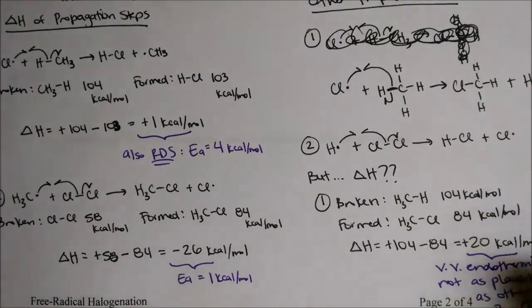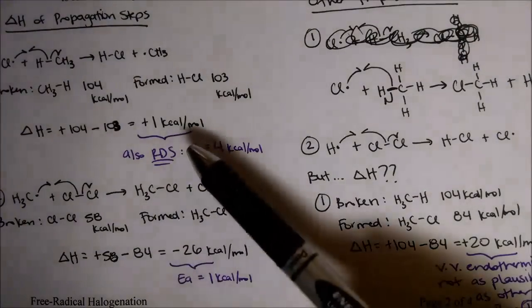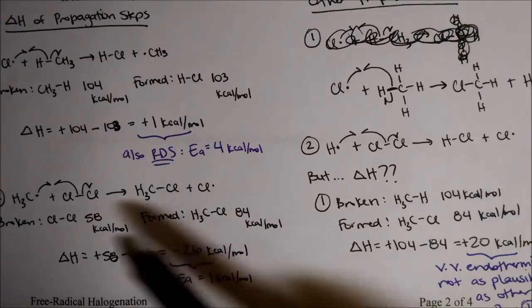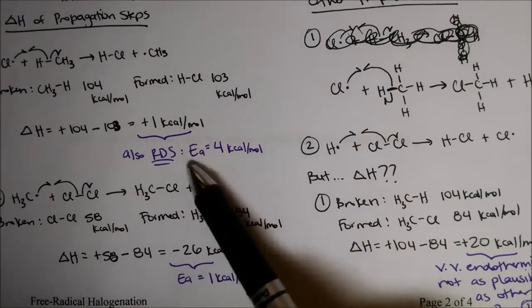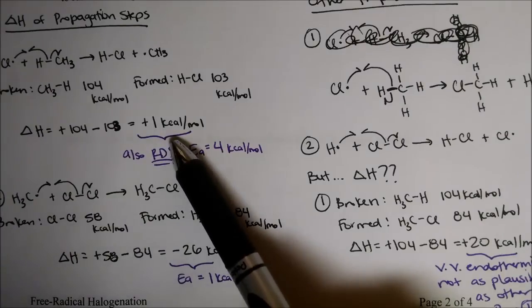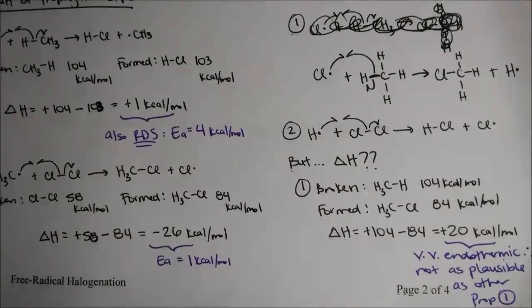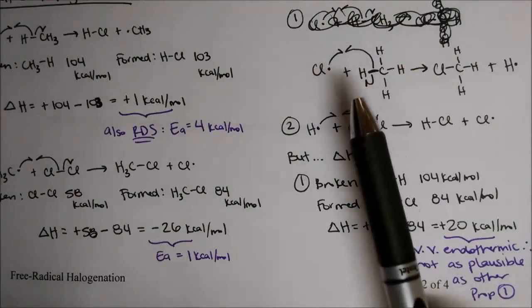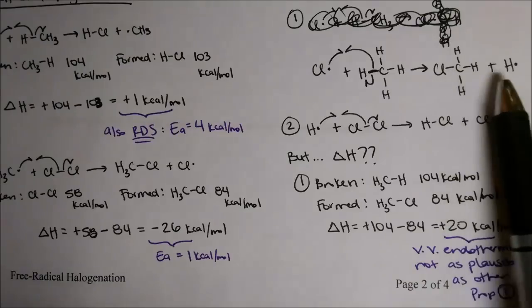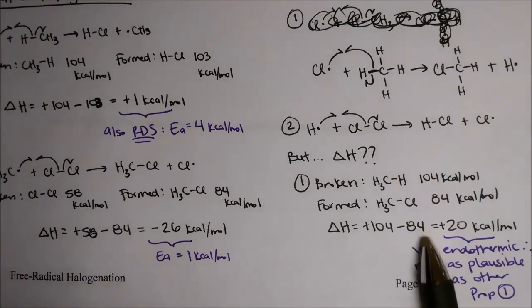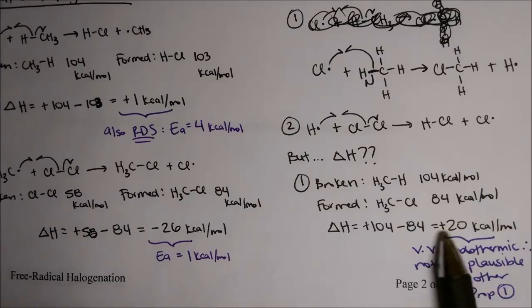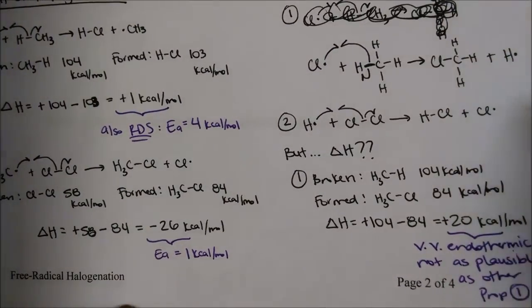And it's really the energies involved. So we looked at our 2 propagation steps and we calculated their delta H's, the enthalpy of each step. In that first step, the slow step, was only endothermic by a small number of kcal per mole. And so I proposed this other possible mechanism where instead of making a methyl radical, we make an H radical. And this was highly endothermic, this step. It has an enthalpy of positive 20 kcals per mole. So this is very endothermic, so it's very unlikely.